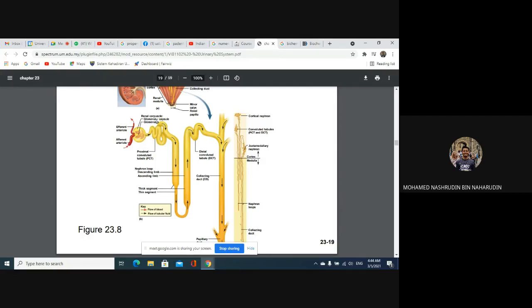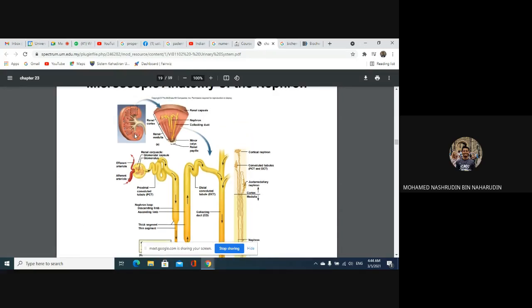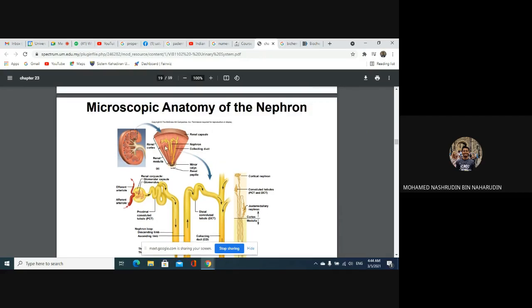The renal corpuscle consists of 2 parts: the renal capsule, the capsule itself, and the glomerulus. The glomerulus is where the filtration happens. It's actually the capillary that fills the capsule. That's what we call the glomerulus. They're actually the capillary itself. So this is where it's located.